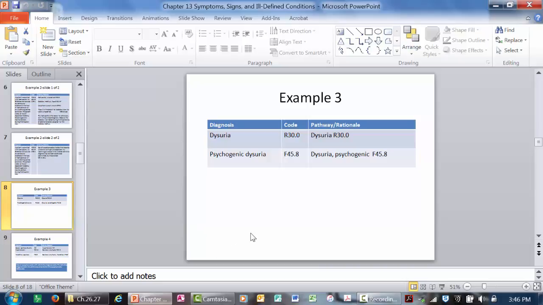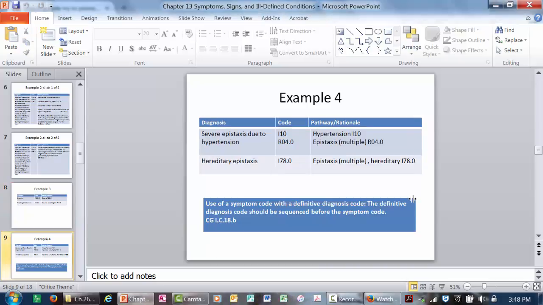So always be sure you're reading your diagnostic statement carefully. Here is epistaxis, where the epistaxis is a symptom, in this case of someone with hypertension. It's coded separately because it's not an integral component. Not everybody that has hypertension has nosebleeds. So we do code it as a symptom along with the hypertension. But if we were looking for the description of a hereditary epistaxis, then we would have a totally different code, I78.0.